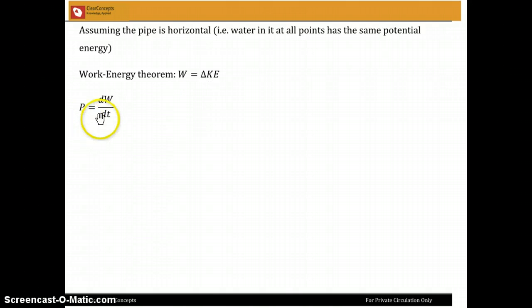So power is dW/dt, and we get that to be the rate at which the kinetic energy is changing. Now you have to put all this together, and you should be able to get the right answer. Ask me any questions if you still have any of them.